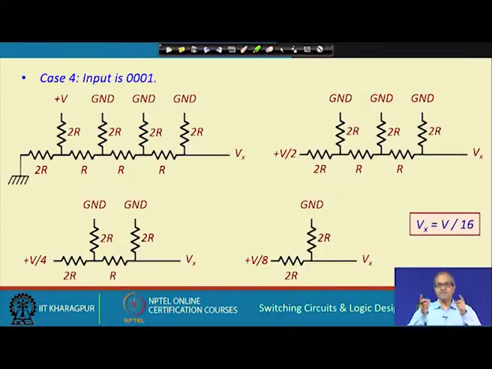So, what we have seen is that for a 4-bit DA converter, for the 4-bit positions, if individually one of the bits is 1, the output voltage is coming as V/2, V/4, V/8 and V/16. Okay?